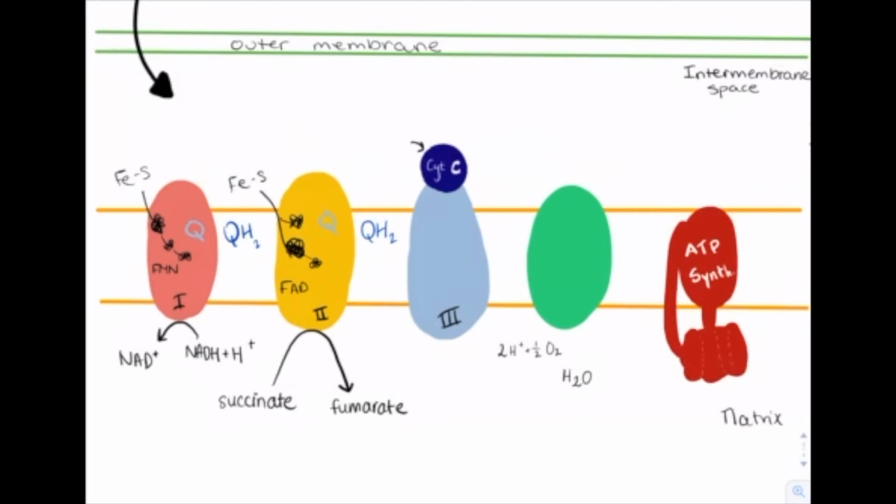Here in green, you've got complex 4, and this is the last complex, where the reduction of oxygen into water is going to occur. And here you've got ATP synthase, and it's going to produce ATP from ADP and phosphate thanks to the energy gradient produced by the respiratory chain.